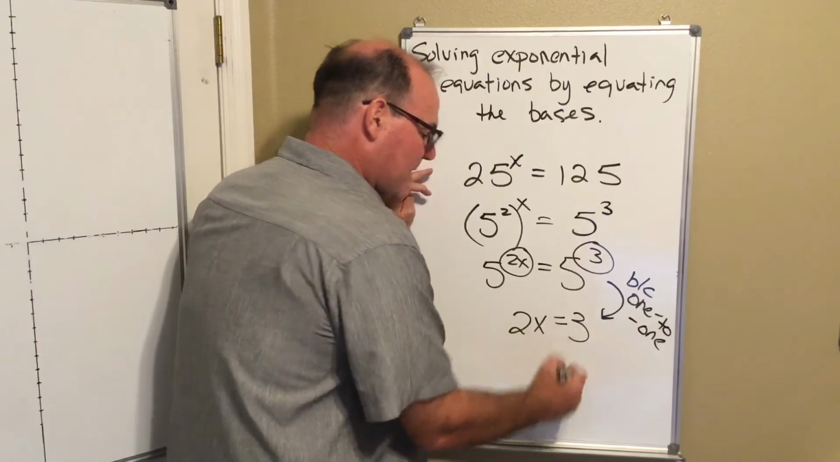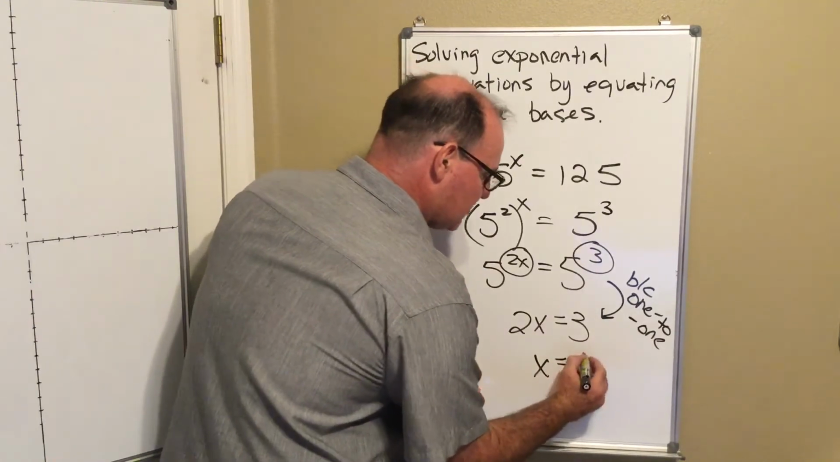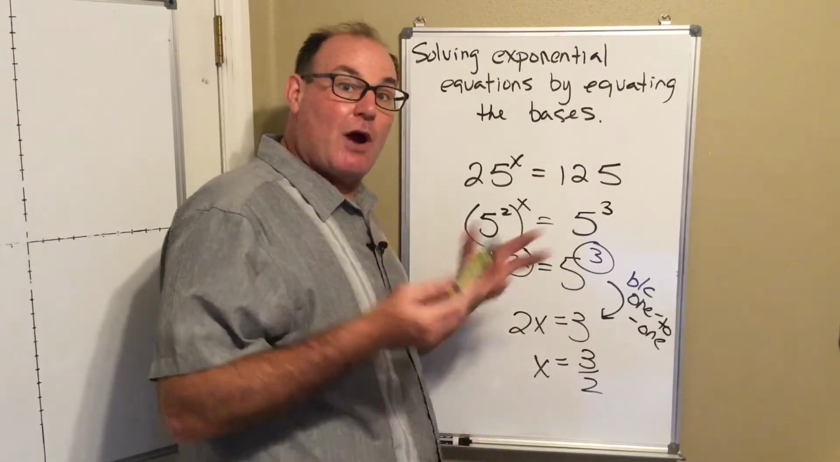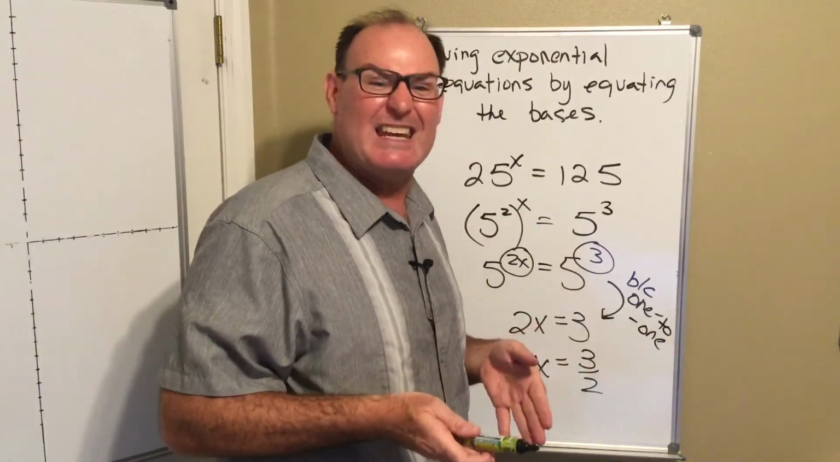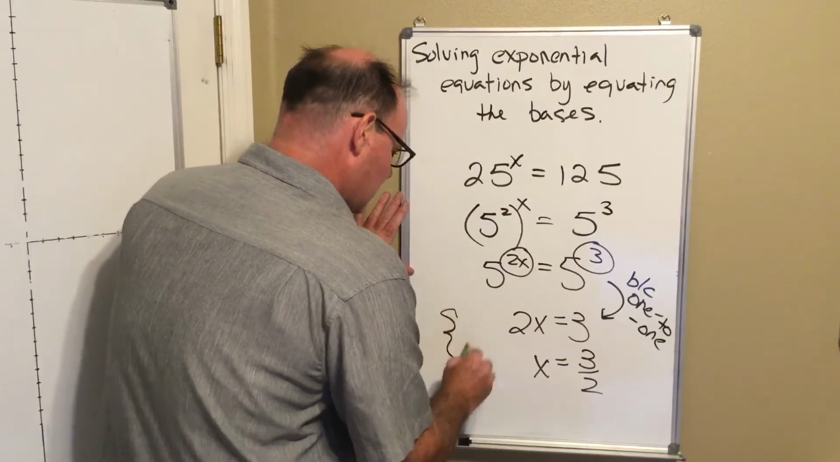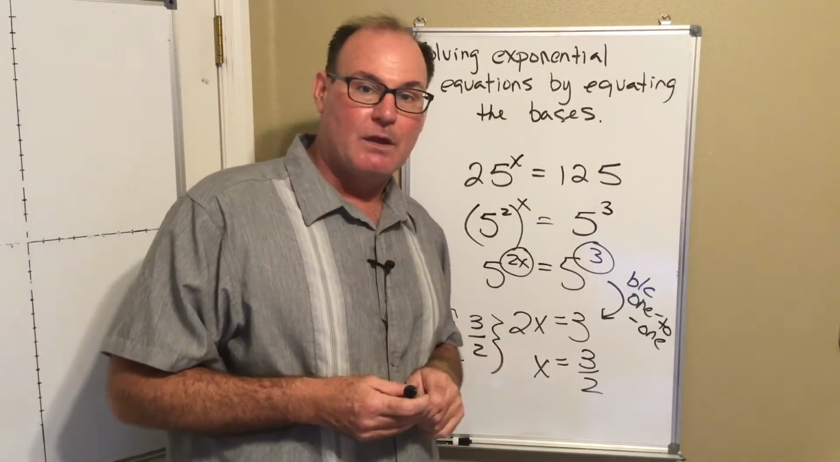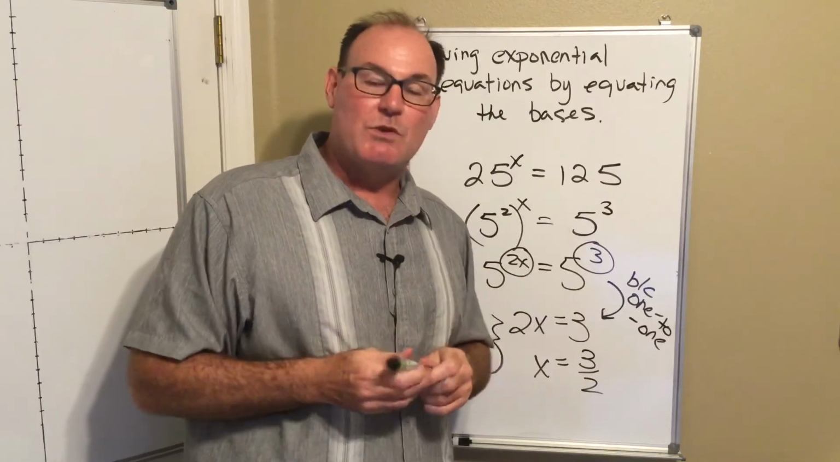I divide both sides by 2, and I get that the solution to this is 3/2. You can check that if you want. You don't have to worry about domain because you can plug anything into the exponential. And so here's my set, squiggly brackets, 3/2. That's my answer. And so how we're going to end this video is with one more problem.